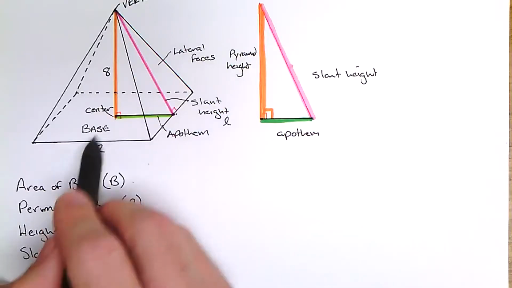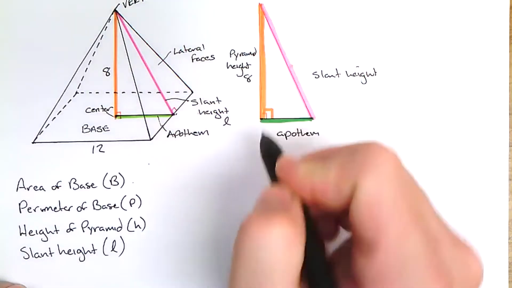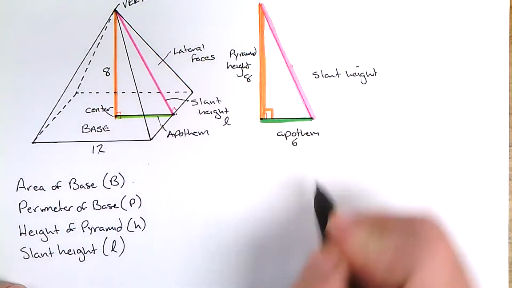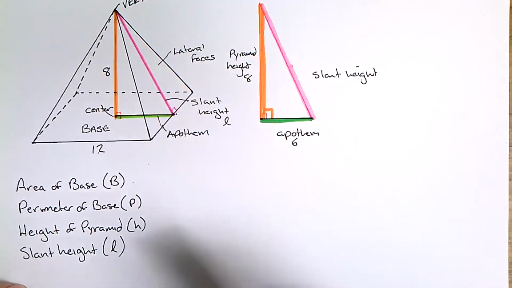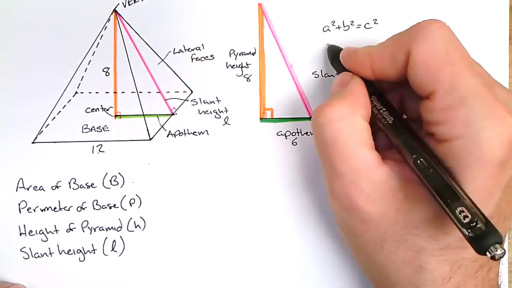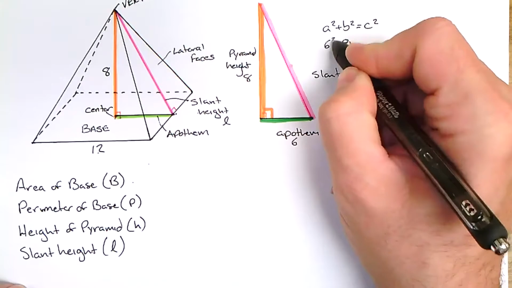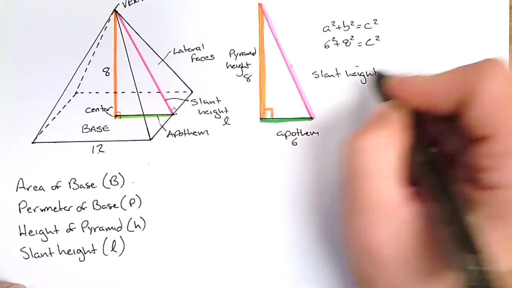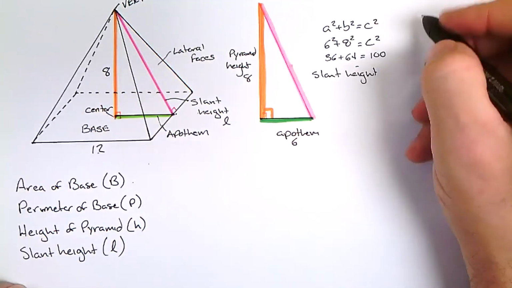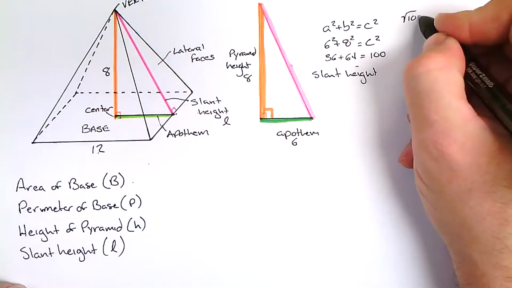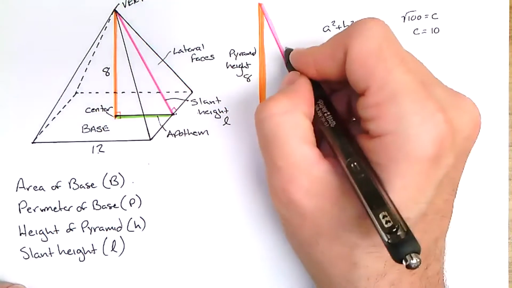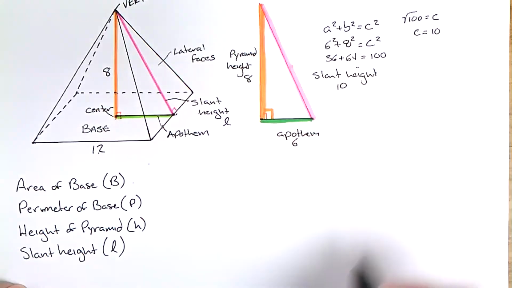Now, in our example, our pyramid height is 8. Our base is 12, therefore the apothem is 6. And if we did Pythagorean theorem, a squared plus b squared equals c squared, so 6 squared plus 8 squared equals c squared, 36 plus 64 equals 100. So the square root of 100 equals c, so c equals 10. So our slant height right here is 10.